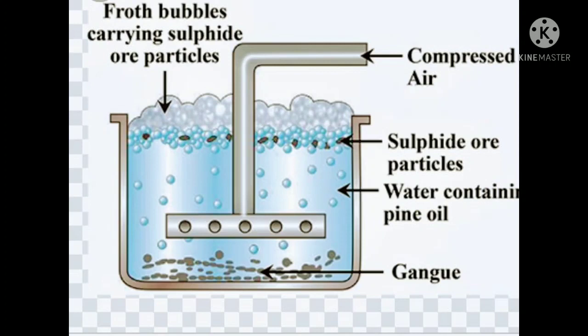So this is commonly used for the lighter ores such as sulfide ores, mainly zinc blende and galena. Is that clear? The last method is the chemical method, or leaching.